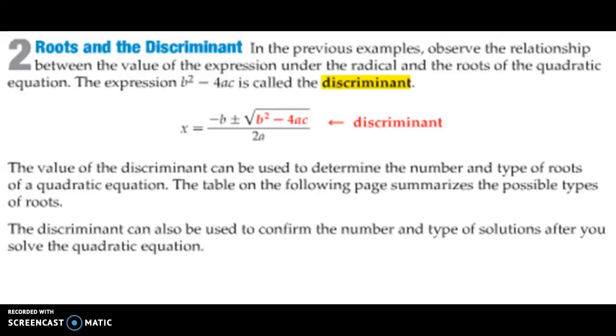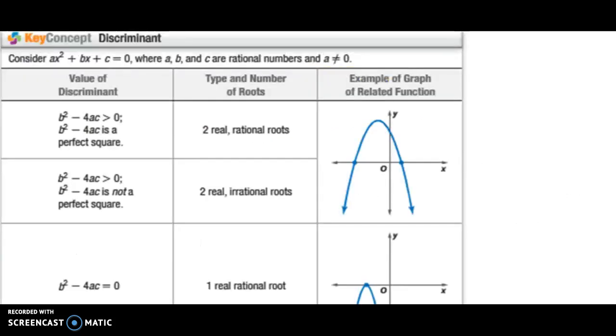So the second half of section 4.6 is dealing with something called the discriminant. Now, we've already kind of talked about it, but underneath the square root of our quadratic equation is something called the discriminant. And that can actually give us important information about our quadratic formula and how it graphs. It also tells us the number and type of roots that we can get. So, this is what the discriminant will tell us.